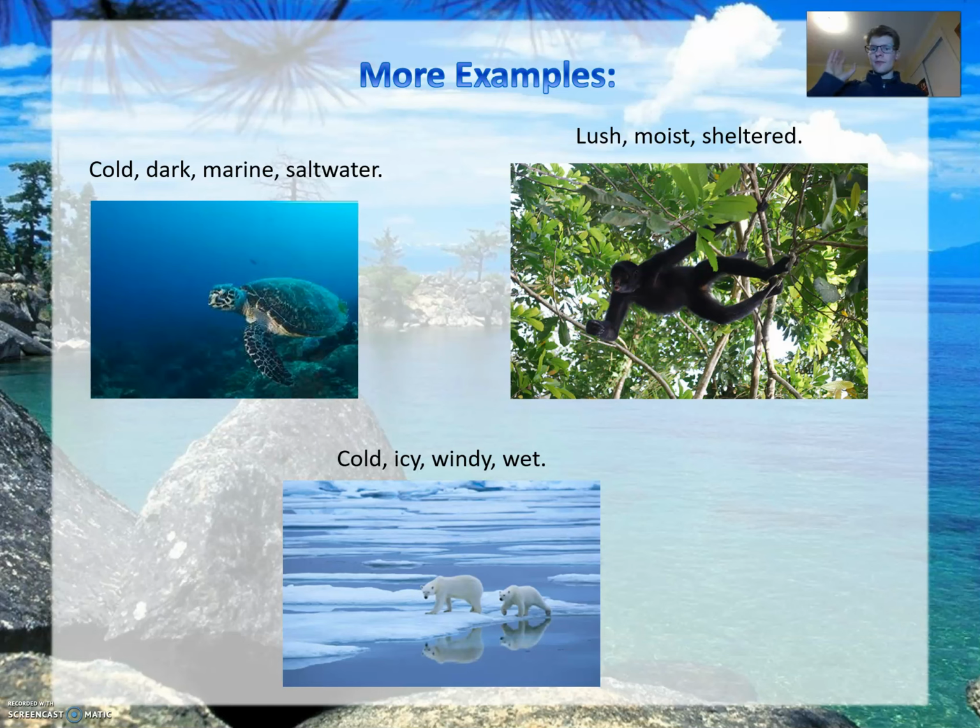So habitat is the type of place. Distribution is where on the map the organism is located. And environment, the description of the habitat.